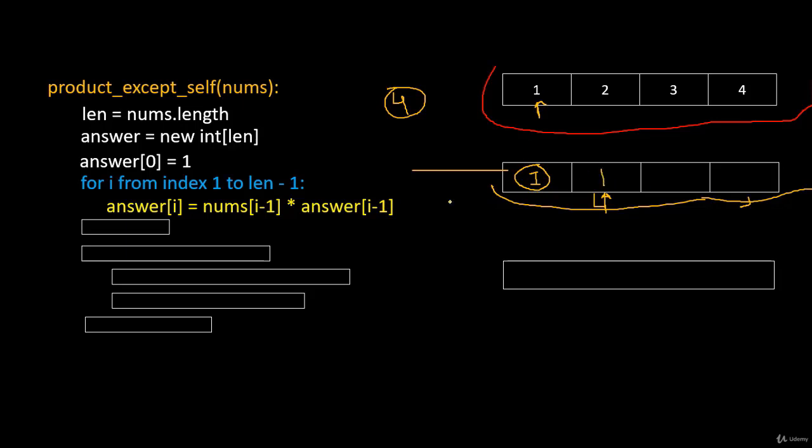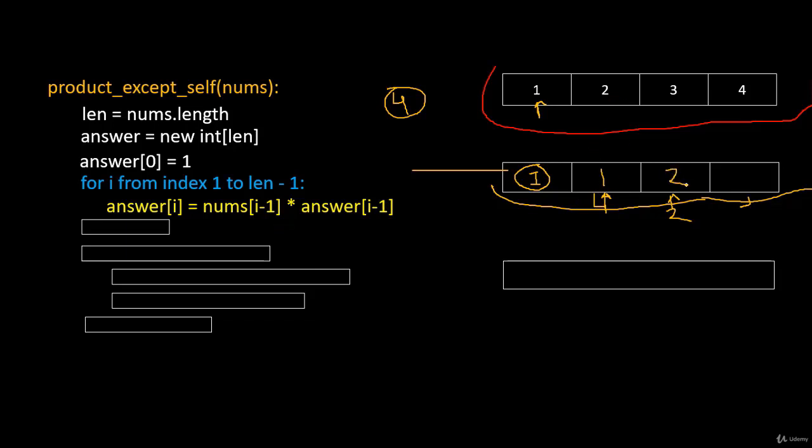And in the next iteration, answer[i] points to this element of this new array, then nums[i - 1]. In this case we have the index equal to 2, 2 minus 1, so it points to 2. Then nums[i - 1] equals 2, and answer[i - 1] equals 1. Then 2 times 1 equals 2.